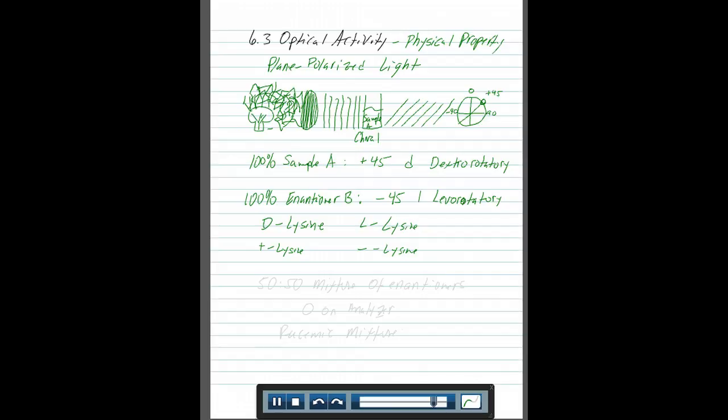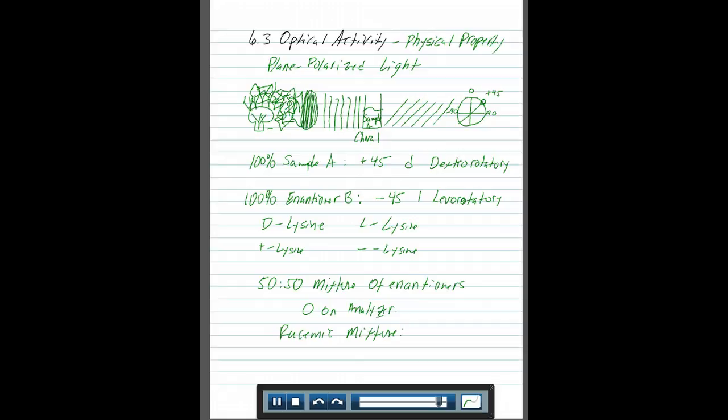Now, one interesting note is that if you have a 50-50 mixture of enantiomers, how do you think it's going to shift the light? Well, half of it shifts it to the left, the other half shifts it to the right, so they average out, and you actually get 0 on the analyzer. Even though your molecules are chiral, it's going to show up as 0. This is what's called a racemic mixture. A racemic mixture is basically when you have 50-50 of both enantiomers.